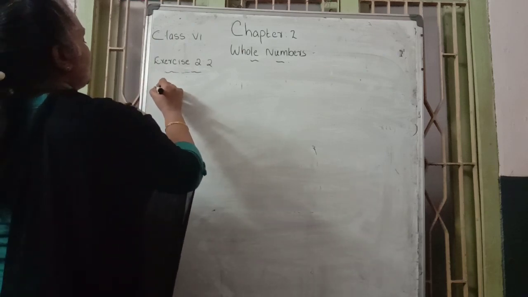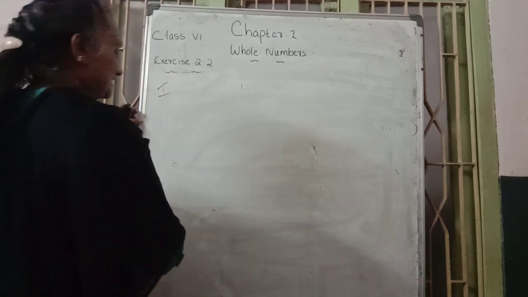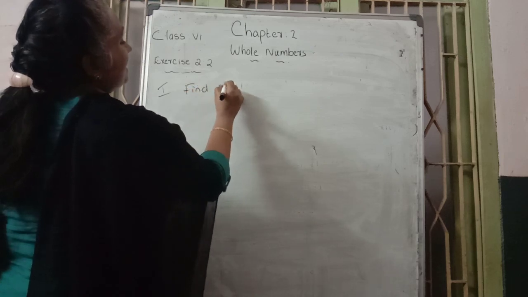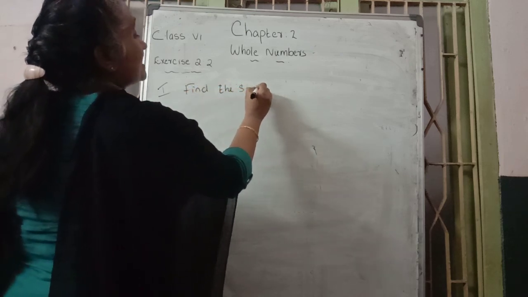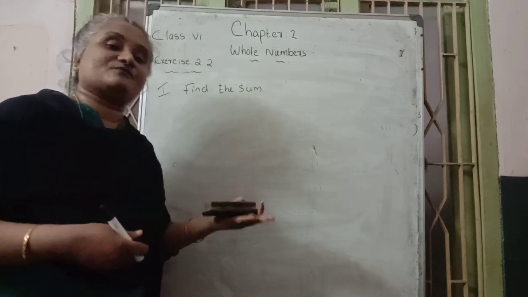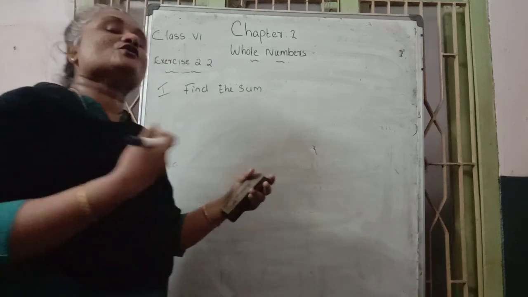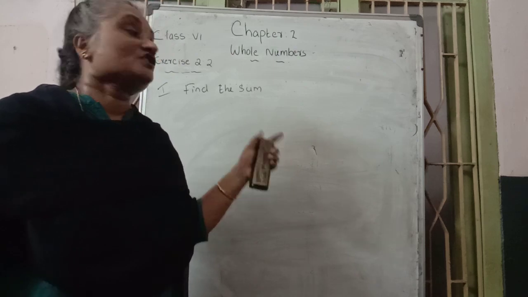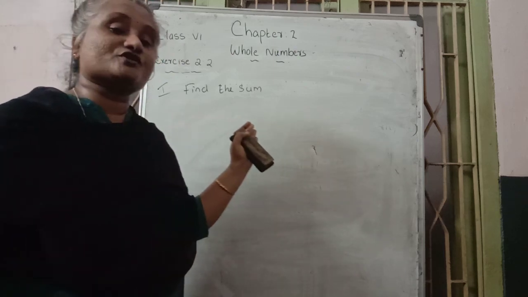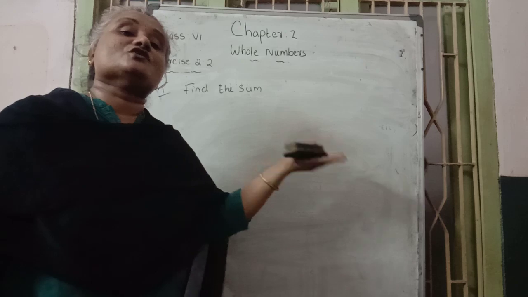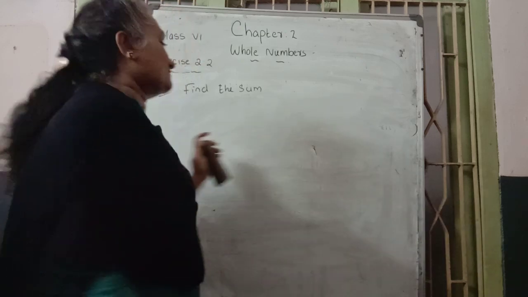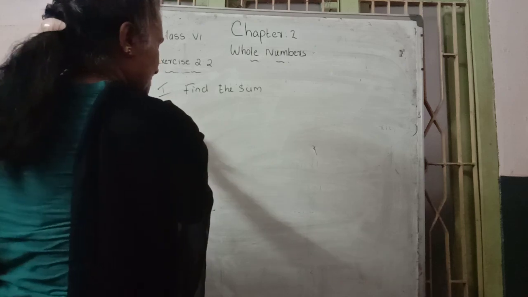2.1 first question. Here they are asking to find the sum using any way you can rearrange and do this. That is the question. Here some numbers are given, and any way you can rearrange them, then afterwards find out that sum. That is the meaning of that question.